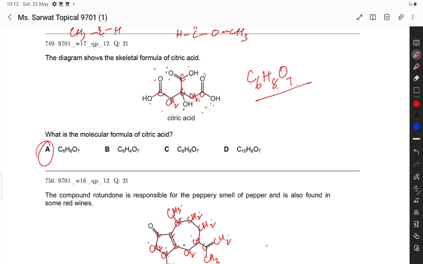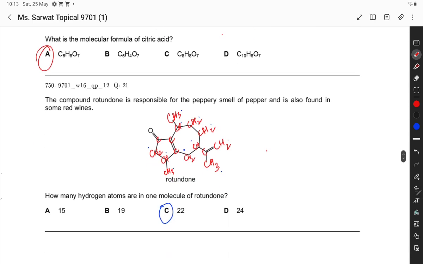So let us count: 1, 2, 3, 4, 5, 6 carbon atoms, then hydrogen atoms, up to 8, and oxygen atoms 1, 2, 3, 4, 5, 6 and 7. So option A is the correct option.